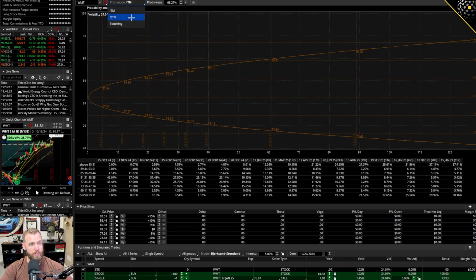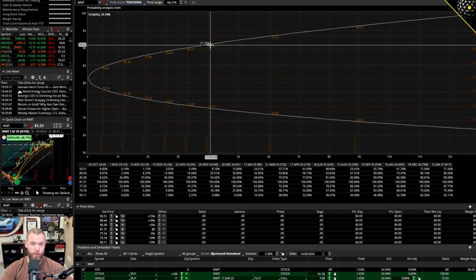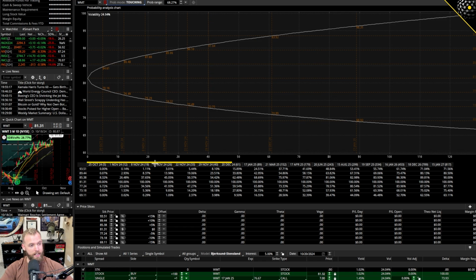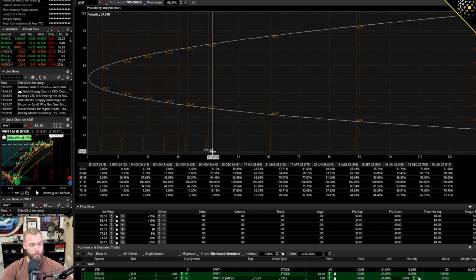And we can change this to be the probability of something touching a certain strike price. This is really useful if you use stops or if you have a profit target that you're planning on taking profit at. And then on the x-axis, we can see that this is just different days to expiration, and it even highlights the expiration cycle.